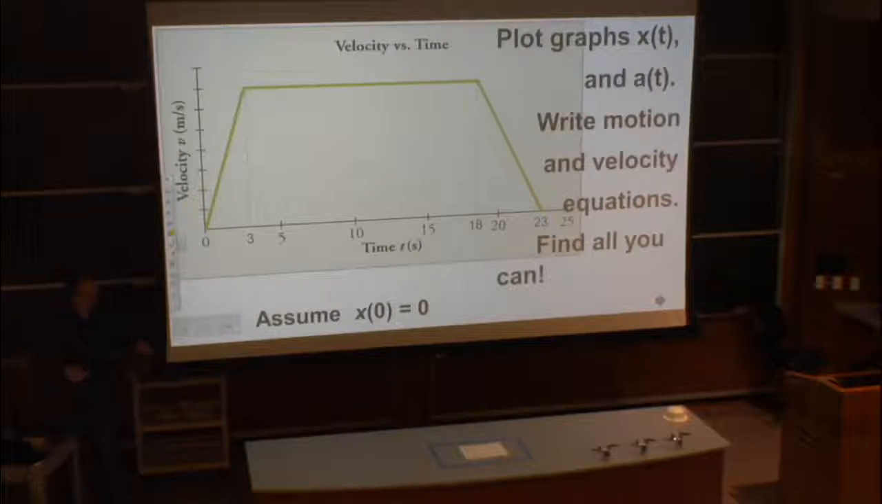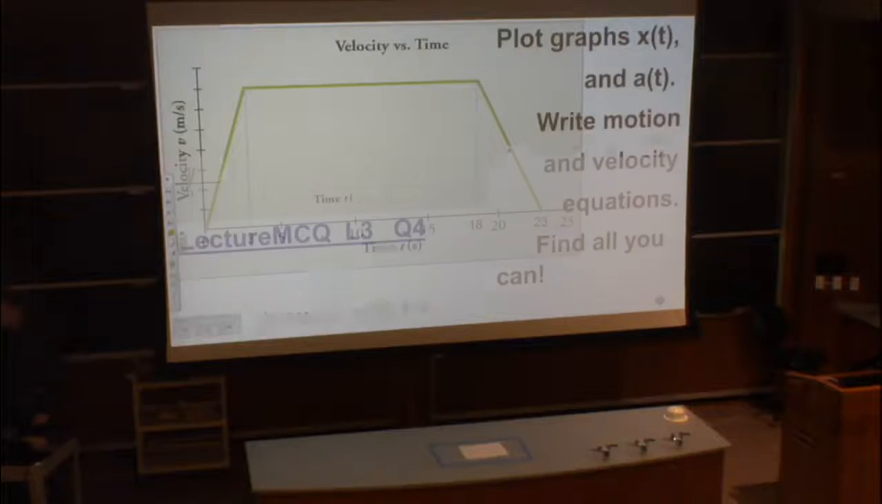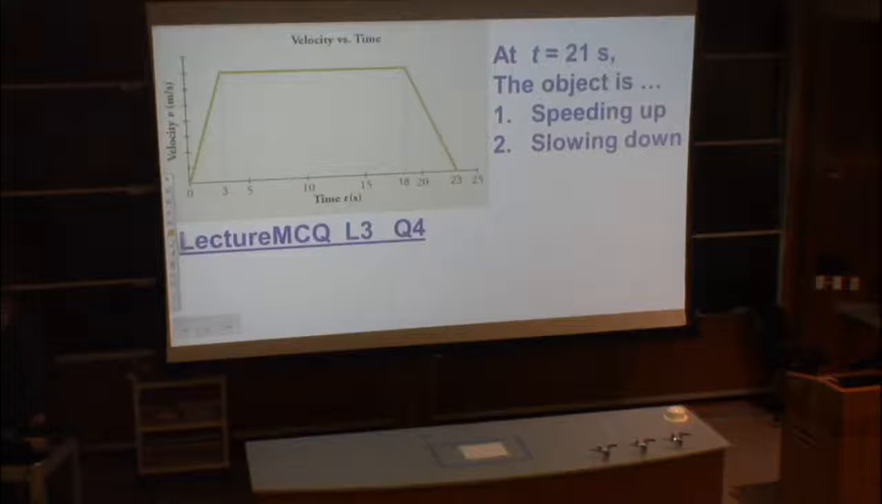If it starts moving from the origin, according to this graph, for the first, let's say, couple of seconds, how does it move, to the right or to the left? Right. You're right, it's to the right. Next question: at t equals 21 seconds, which is here, what is happening to the object? Is it speeding up or slowing down? Choose your answer and enter it.